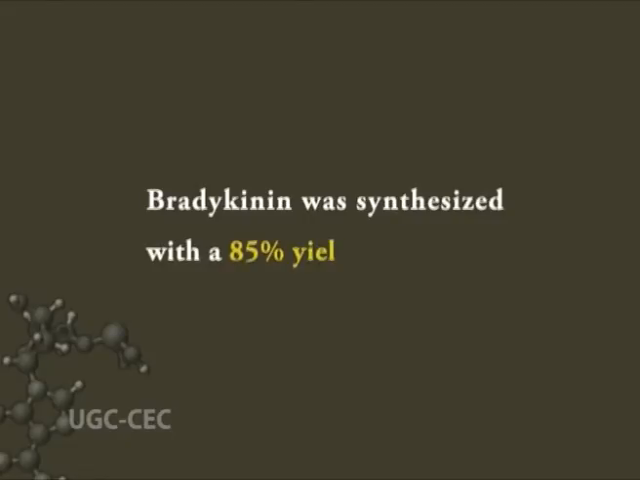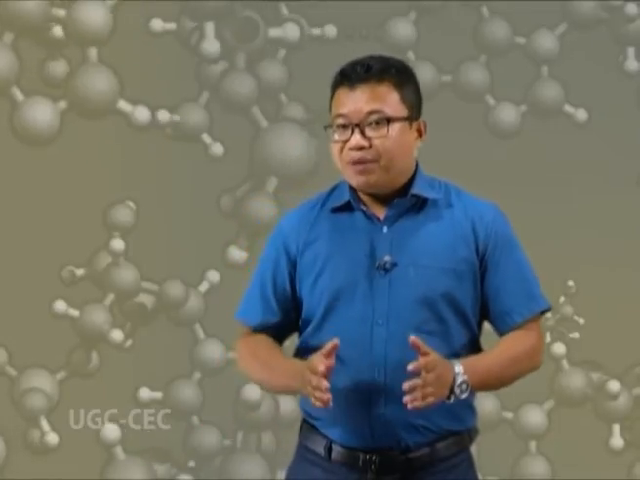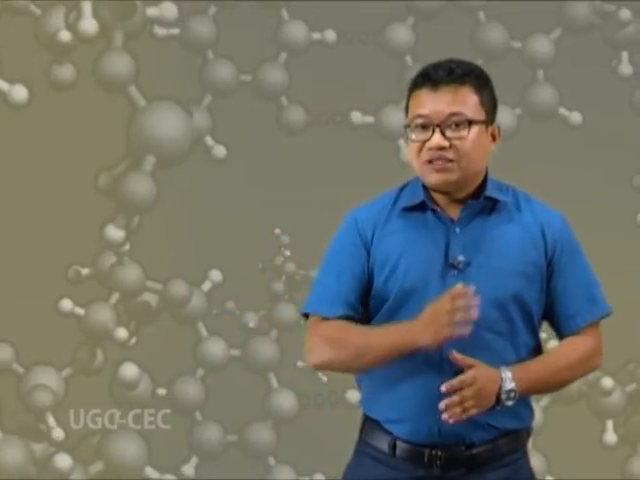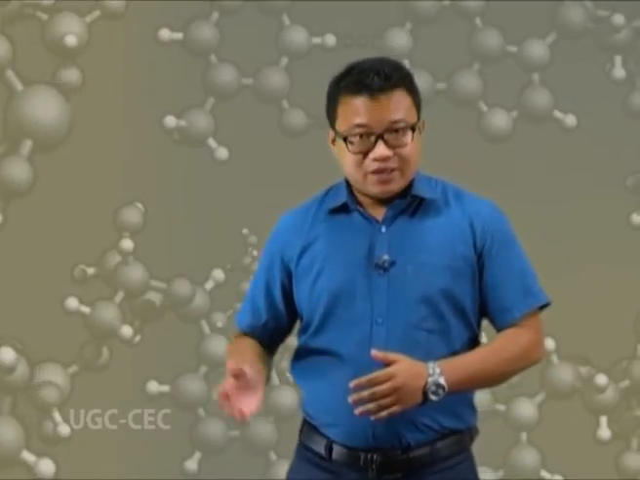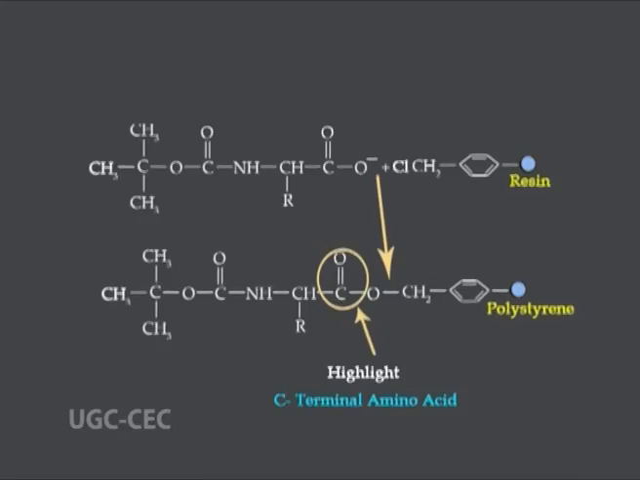Using the technique, bradykinin was synthesized with an 85% yield in 27 hours. Subsequently, refinements in the technique now allow a peptide containing 100 amino acids to be synthesized in 4 days in a reasonable yield. In the Merrifield method, the C-terminal amino acid is covalently attached to a solid support contained in a column. Its N-terminal blocked amino acid is added one at a time along with other needed reagents. So the protein is synthesized from the C-terminal end to the N-terminal end.